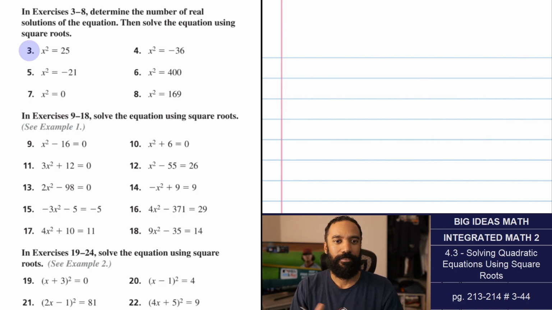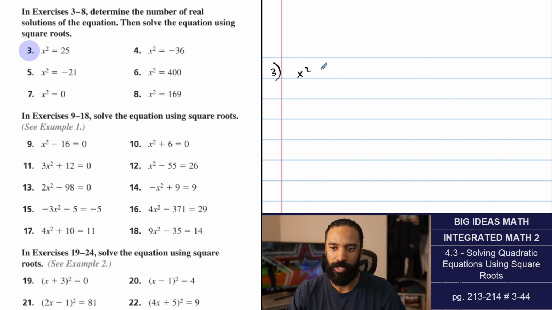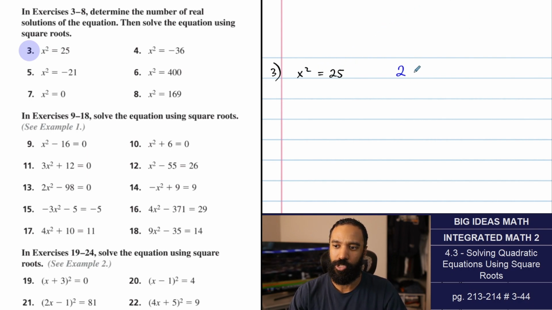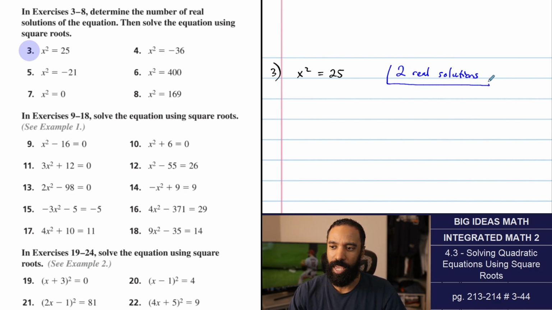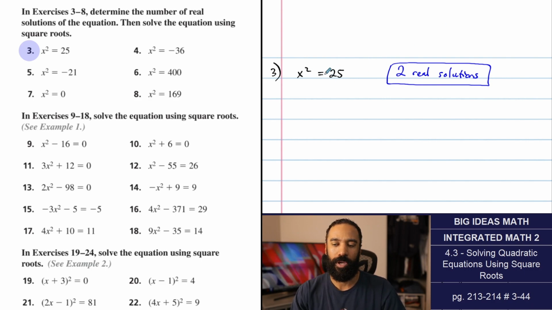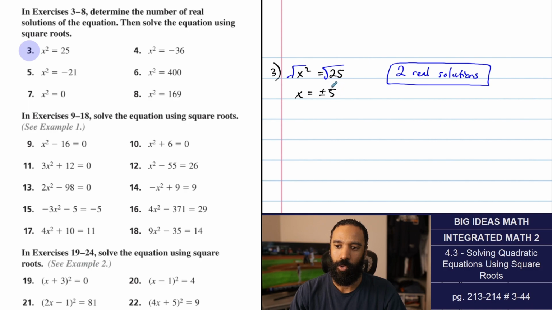Okay, we have numbers 3 through 8 where we determine the number of real solutions and then we solve using square roots. So we are going to actually write how many solutions before or after we actually come up with that number. So for x squared equals 25, we will have two real solutions. This is because 25 is a positive number. And by the way, we only state that once we have x squared isolated on one side of the equation. If I take the square root of both sides here, this is where we will get x equals positive or negative 5. Do not forget there are two answers to that set.